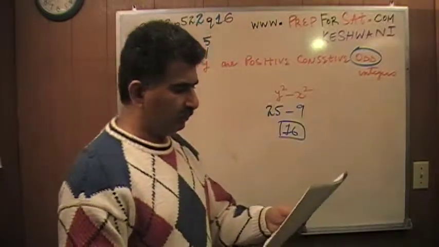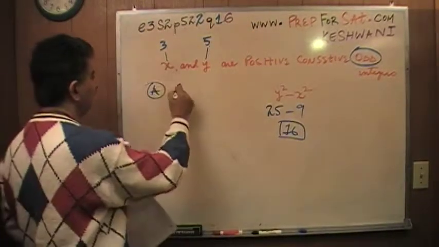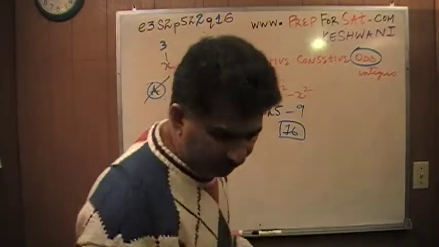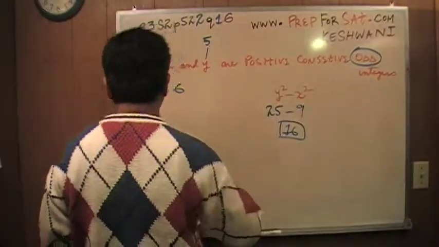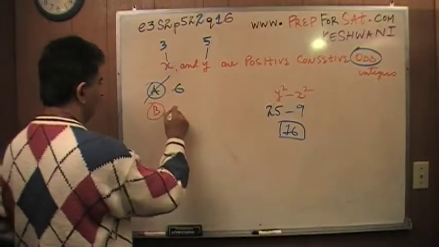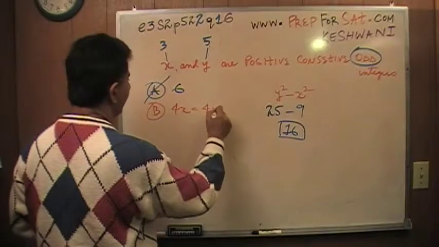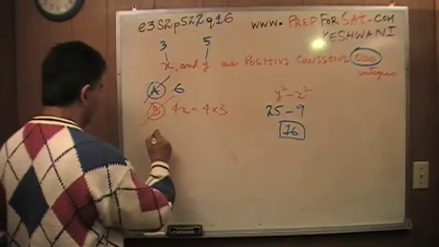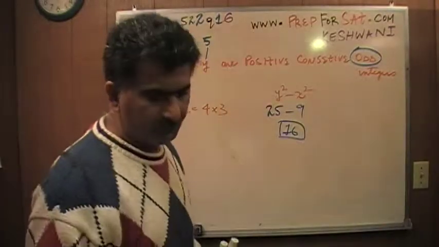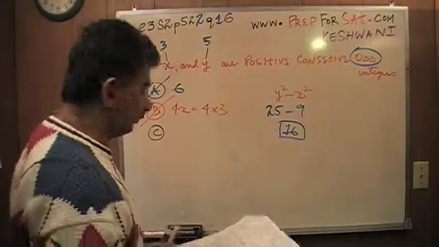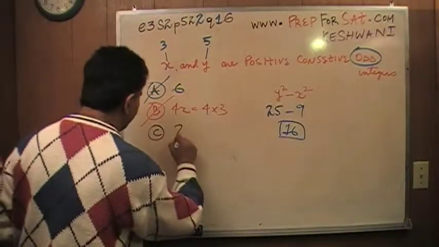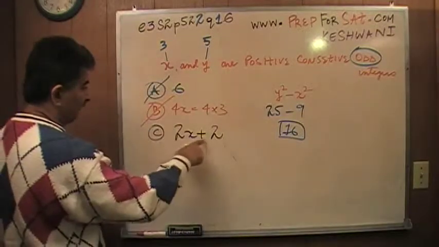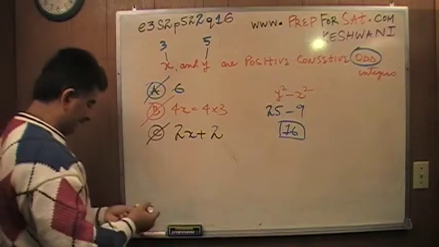The very first says 2x. 2 times x is going to give me 6. That's not it. 2x is not it. The next one says 4x. Well, 4x is simply 4 times 3. That's not that. The next one says 2x plus 2. See what that gets me. My x is 3. 3 times 2 is going to be 6. Plus 2 is going to give me 8. That's not it.